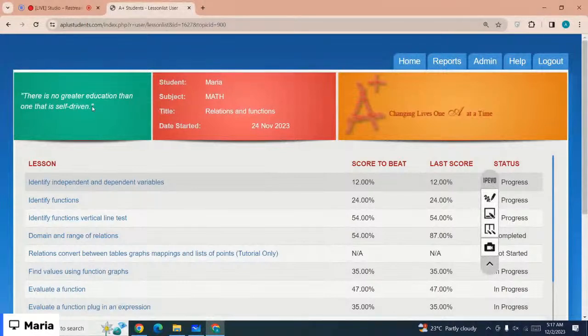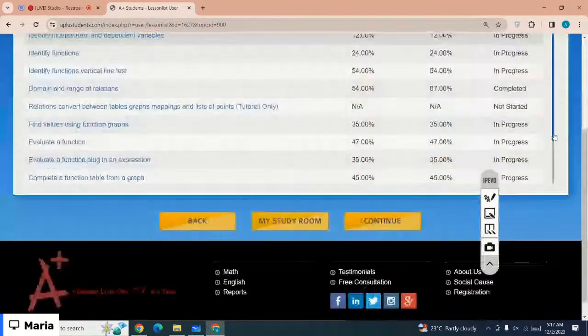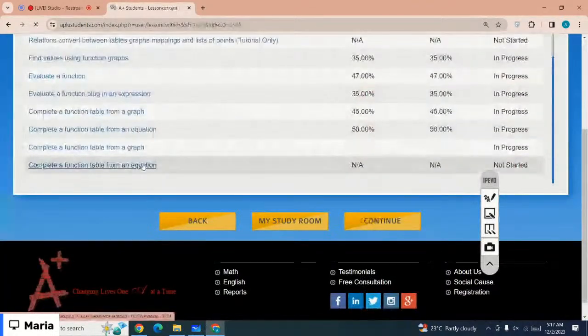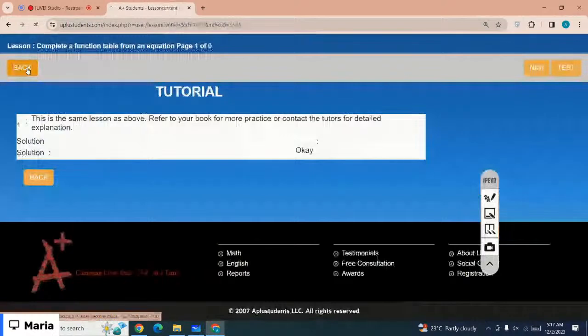Okay, the next lesson is complete a function table from an equation. This is the same lesson as above. Okay, we'll start the new lesson, right? We'll start the new chapter.